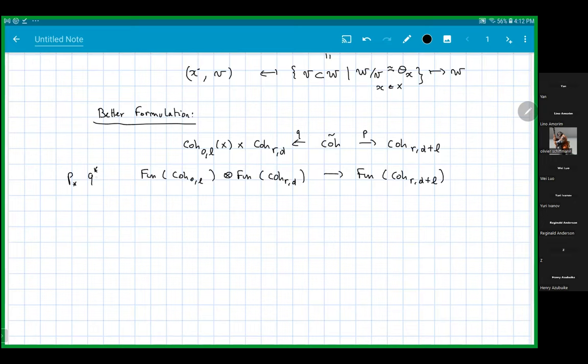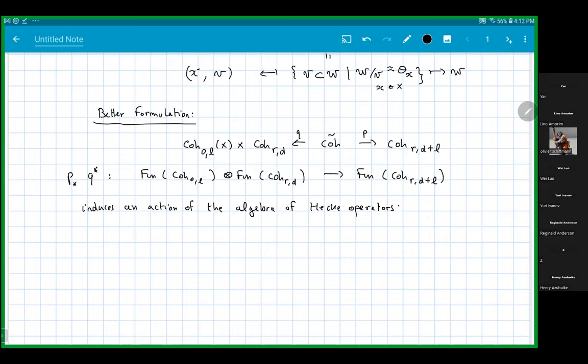Okay, so this gives me this map, and this induces an action of operators which you can put together into an algebra, the algebra of Hecke operators. So if you choose a function on Coh_0^L, then you get an operator. Okay, and this is what is called the Hecke operator associated to this function.